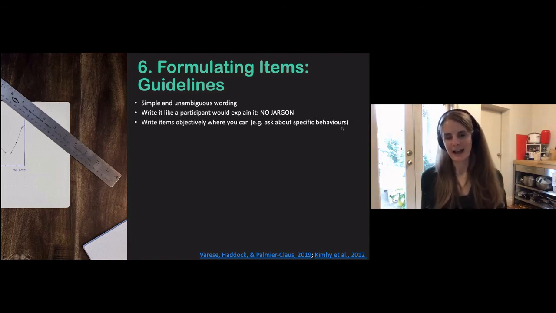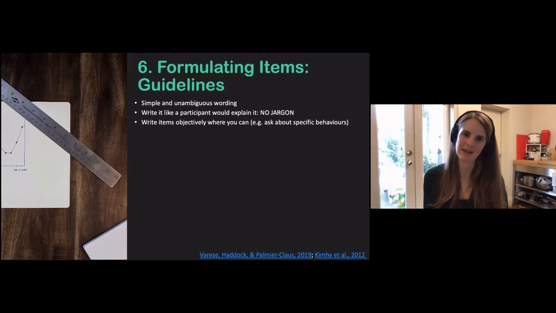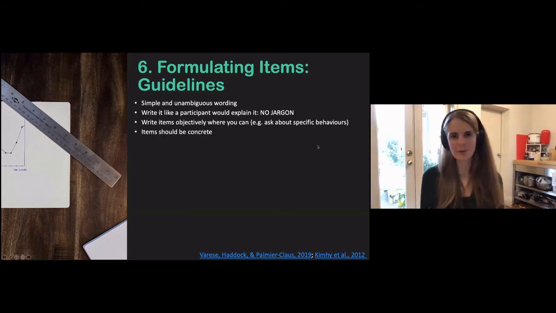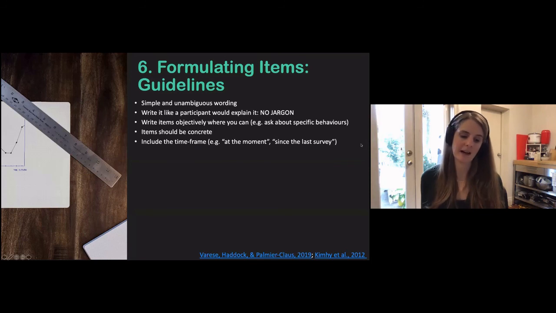Write items objectively when you can. So instead of asking in a kind of loaded way, ask about specific behaviors participants might have done. This is really important when you're looking at more clinical samples and you're trying to get at symptoms, to phrase the symptoms in a behavioral way instead of in a way that could be perceived as negative. Your items should be really concrete, so no abstract airy-fairy things. This is really important for ESM, including the time frame. So you might ask, how happy are you? But you want to say, at the moment, how happy are you? Or since the last survey, how happy have you been? So anchoring them to a time frame so you can set up your models correctly and you're capitalizing on these benefits of ESM.